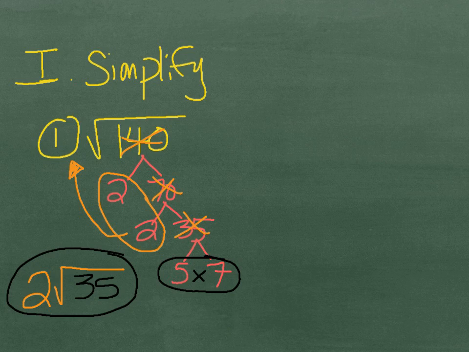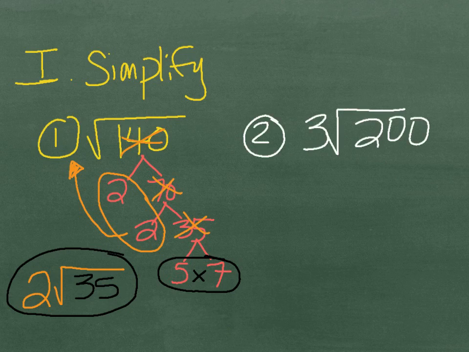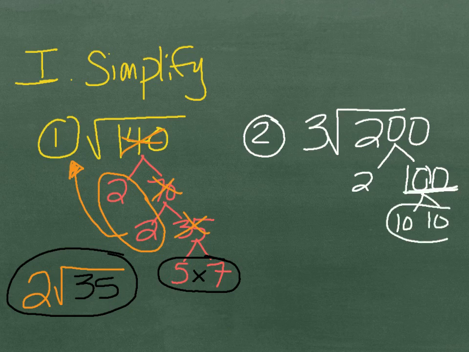Alright, what if you have something that's outside the radical already? What if you had something like 3 square root of 200? Do the same thing: leave the 3 alone, and break down the 200. We'll break down the 200 into 2 and 100. Now there's other ways you could do it, but that's just what my brain saw. And then the 100, I'm going to think of breaking it into 10 and 10 because the 100 is a perfect square.